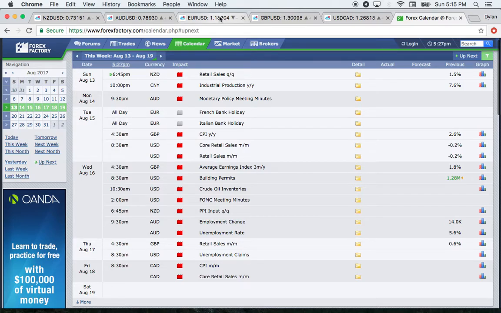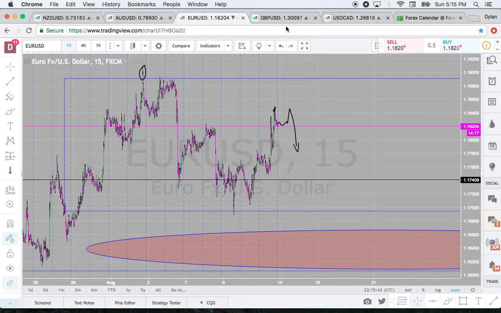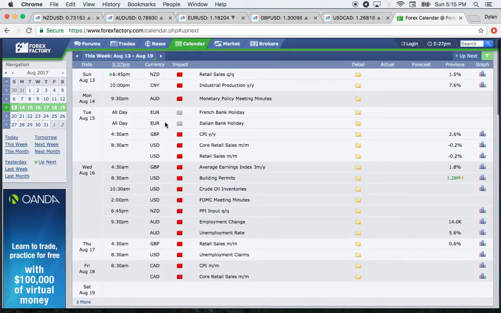Euro, I didn't really explain much of the news, but we do have a bank holiday on Tuesday. But for the rest, we don't have anything except the US dollar. So that will obviously affect the euro as well. Now the GBP doesn't have any news until Tuesday and Wednesday and Thursday.